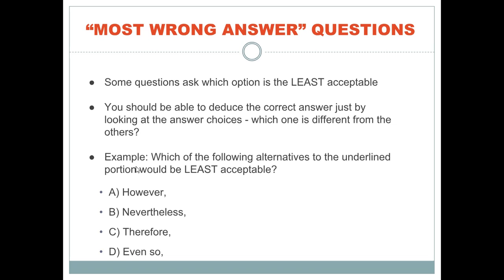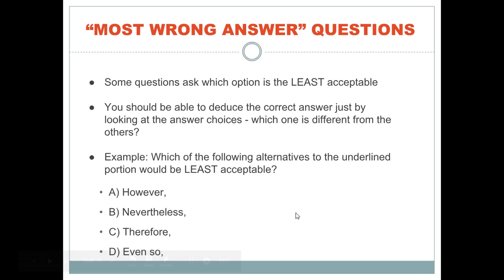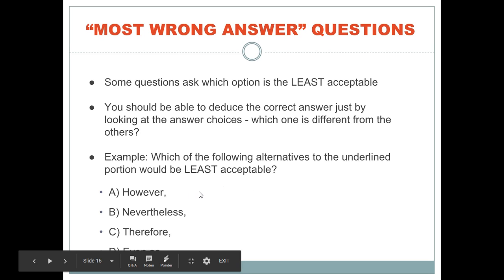Let's look at this. So here I have, which of the following alternatives to the underlined portion would be least acceptable? But I'm not showing you, and you won't be showing your students, the passage. That's sort of weird. Can we really solve this question without reading the passage? Yeah, what we can do is just find the choice that doesn't belong. So here we have however, nevertheless, therefore, and even so. Well, let's think about this in terms of what we learned earlier.